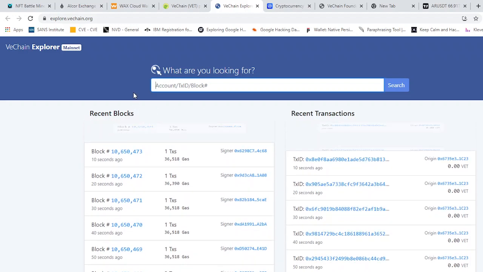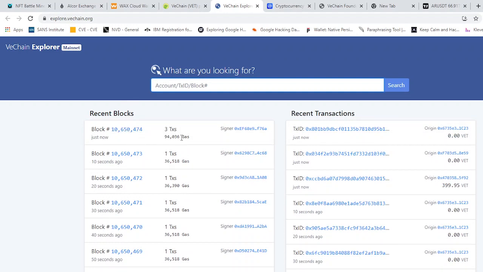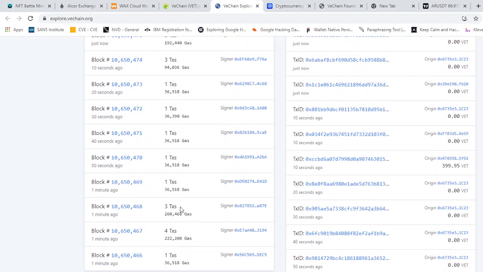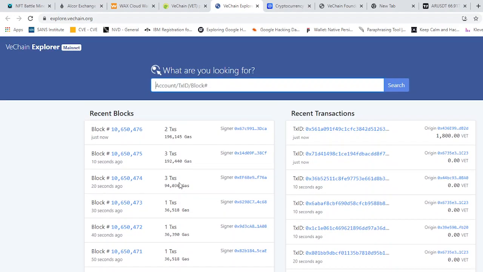As you can see, another block right here got added on, and this block looks like it has three transactions in it. So this one has four, and one, and so on. So as you can see, that's how it works.